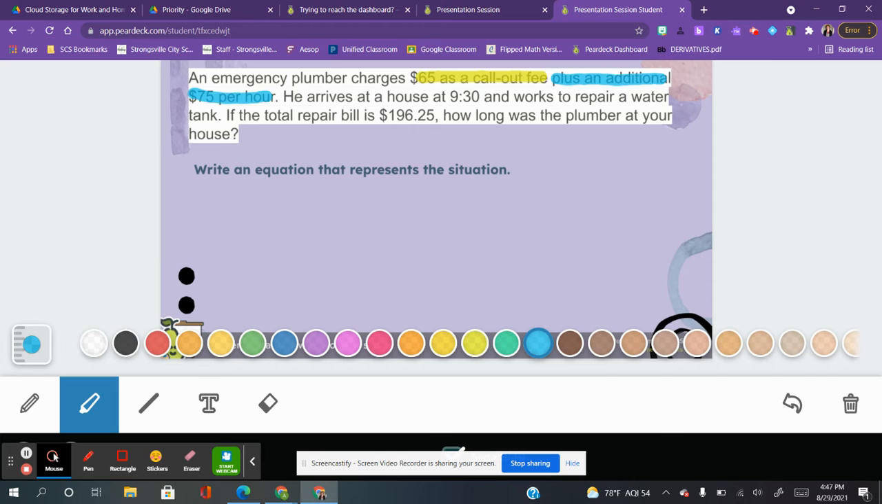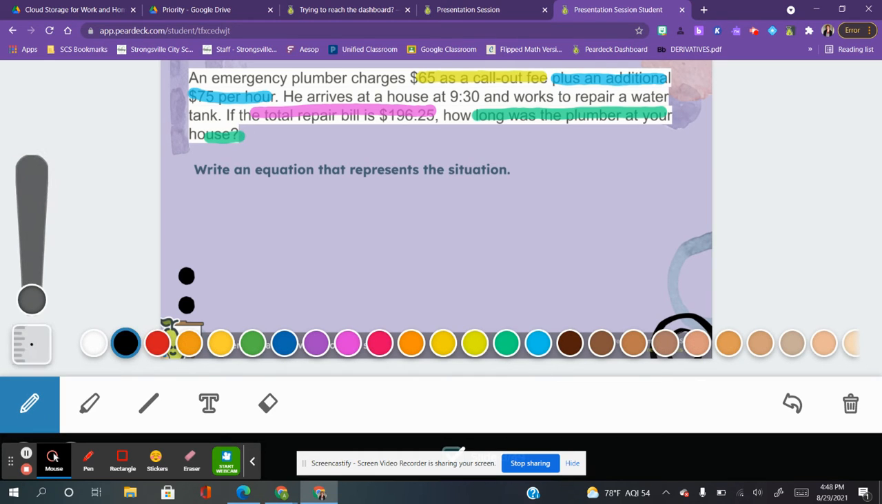He arrives at a house at 9:30, works to repair a water tank. Okay, now it tells me that the total bill was $196.25. And here's the question, and I always like to highlight the question so I know how I'm supposed to set this up. How long was the plumber at your house? Well, anytime I need to write an equation, I need to write a variable to represent what I don't know. I don't know how long the plumber was at my house, so I'm going to say x, and x is going to represent the time the plumber was at my house.